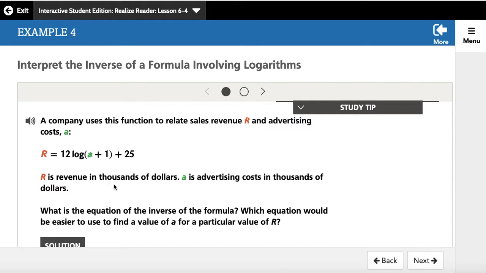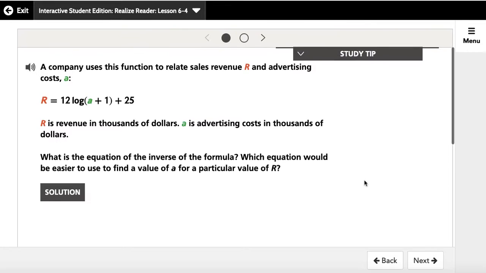R is revenue in thousands of dollars. A is the advertising cost in thousands of dollars. What is the equation of the inverse of the formula? So for that, I don't know if they're going to do it this way, but we're going to switch the R and the A. Basically, we're going to solve for A, but switch the R and the A and then solve for it.